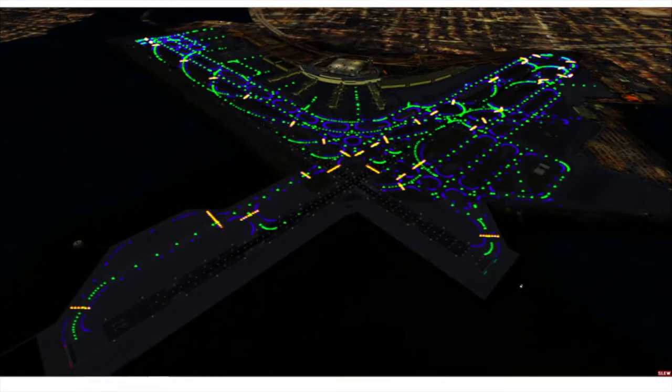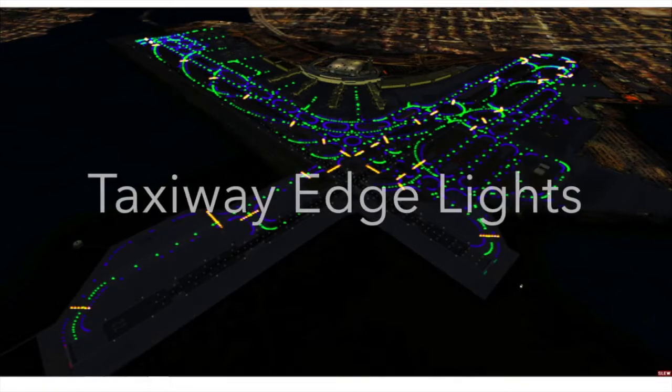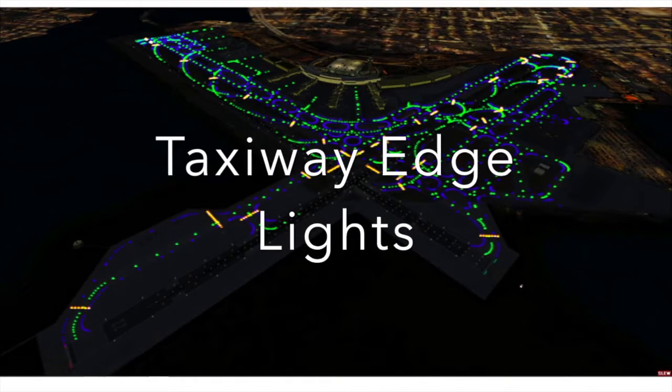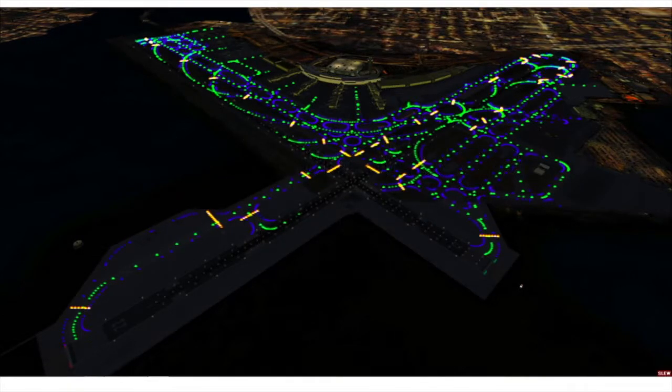Now let's move on to taxiway lights. On your screen now, what you're seeing is a busy airport, with green lights, blue lights, and some yellow lights. These are taxiway lights. Taxiway edge lights are blue in color and line the taxiways. So the blue lines you see are taxiway edge lights.